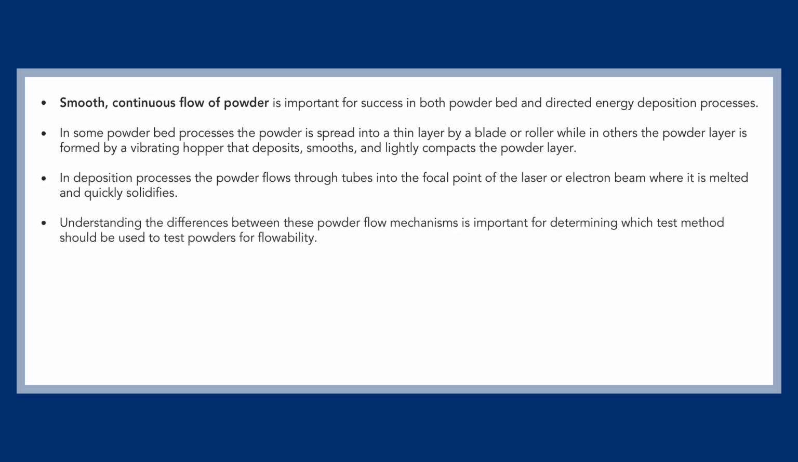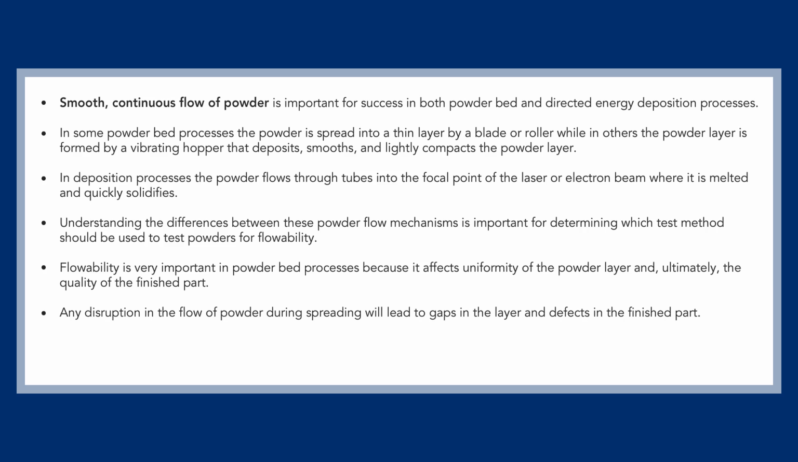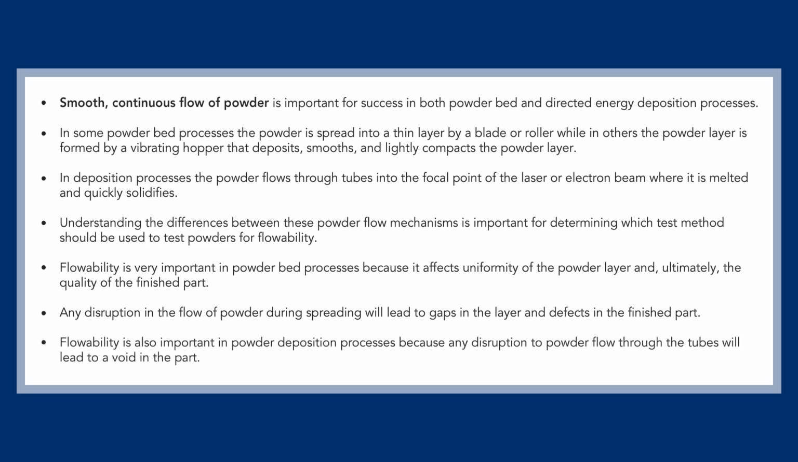Understanding the differences between these powder flow mechanisms is important for determining which test method should be used to test powders for flowability. Flowability is very important in powder bed processes because it affects uniformity of the powder layer and, ultimately, the quality of the finished part. Any disruption in the flow of powder during spreading will lead to gaps in the layer and defects in the finished part. Flowability is also important in powder deposition processes because any disruption to powder flow through the tubes will lead to a void in the part.